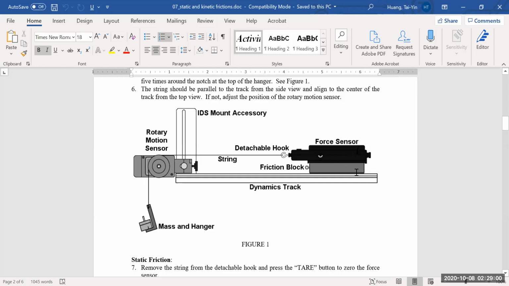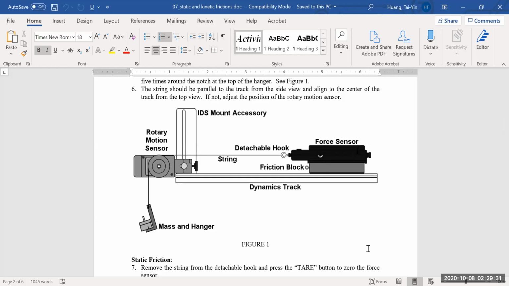Okay, so once you have the setup like this, we need to understand how this works. This is when you're dealing with friction. Contrary to previous labs, where you were dealing with approximately frictionless motion, this is what we call a friction block. It does have friction, so friction has to be taken into account.